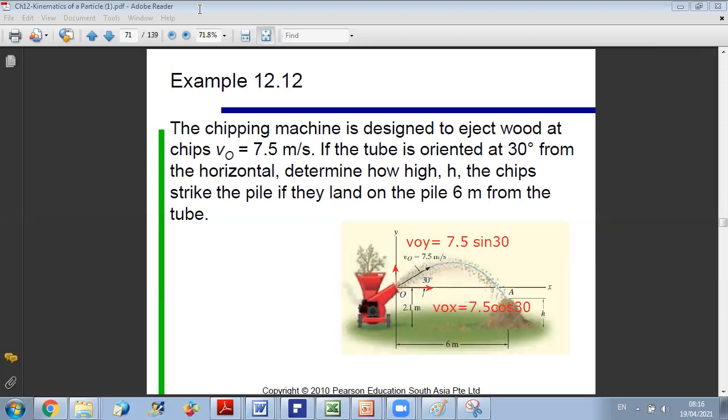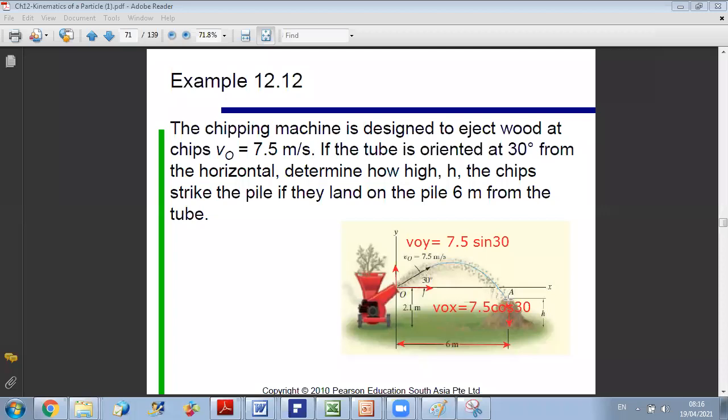I know also here the range. The difference between x initial and x final is given. It's 6 meters. I want to determine the height h, where the pile will strike the floor. So here, I want to determine what is the height at this level. This is the question. Okay.